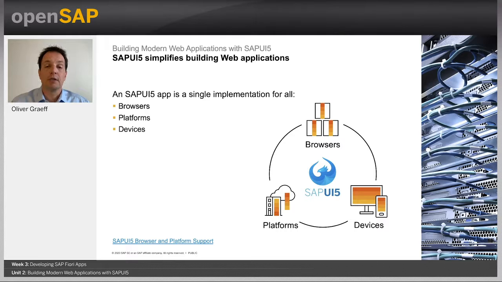Web applications are running in a browser, and SAP UI5 supports all major browsers. And by this, an SAP UI5 application can run in all these browsers and many different platforms, operating systems, and devices, be it desktop devices or mobile devices. So this is a very common scenario in today's world. The advantage is that you develop an application once and you can use it on all different platforms, on all different devices, just by developing the application once.